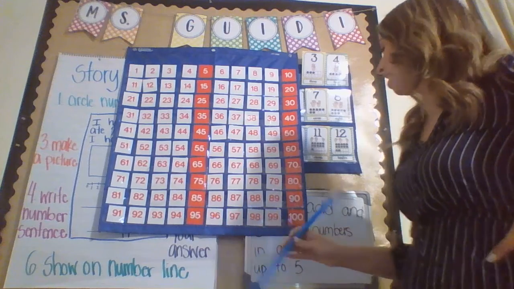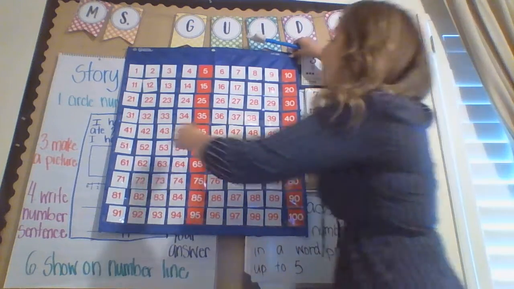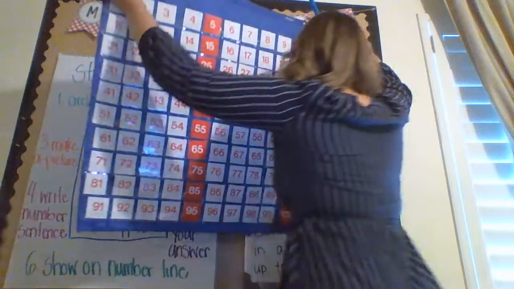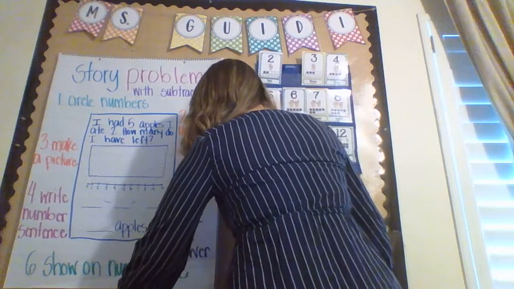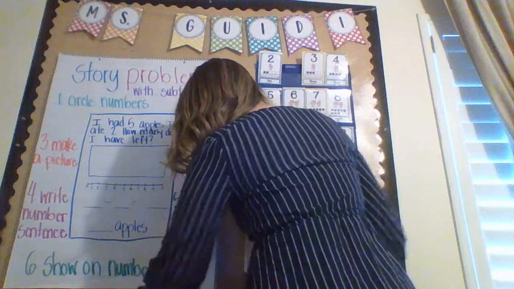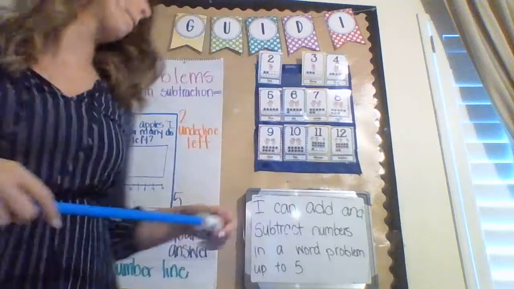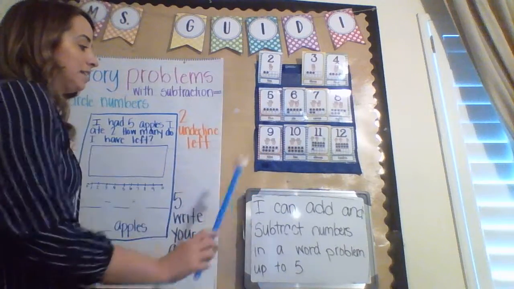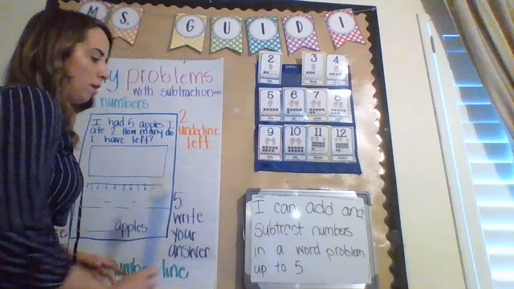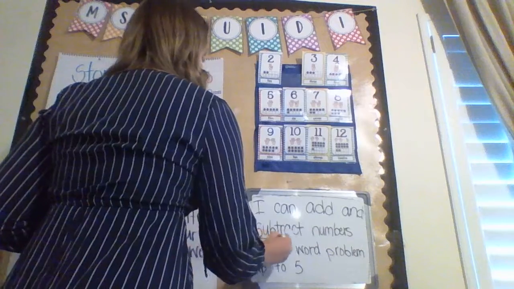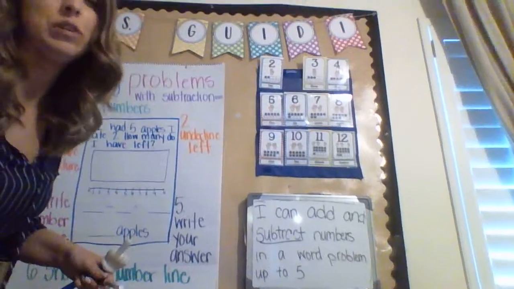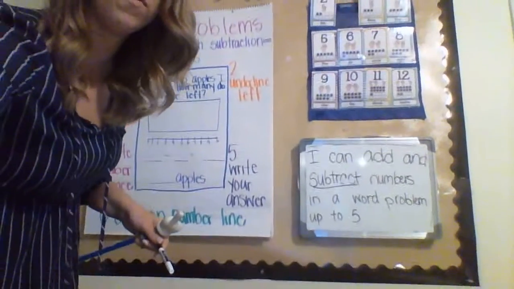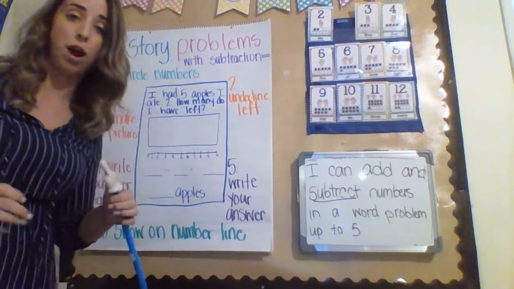Okay, go ahead and put your chart away. I'm putting mine away right now. Okie dokie. So our target for today is I can add and subtract numbers in a word problem up to 5. So I'm going to underline our word subtract for the next couple of days. We're only thinking about subtraction problems. For today's lesson, we are only going over how we solve our subtraction problems, okay?